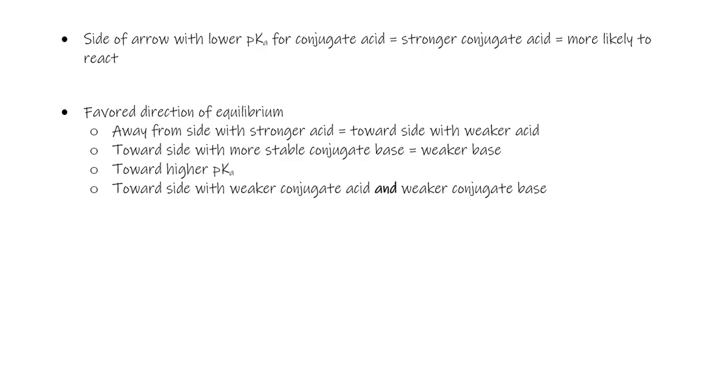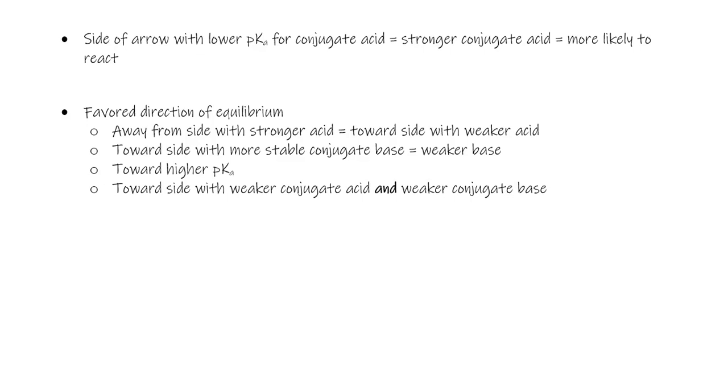The favored direction will also be toward the side with the more stable conjugate base, which is by definition the weaker base. If the equilibrium is favored away from the lower pKa, then it must be favored toward the side with the higher pKa, as there will only be two pKa values to compare in a given equilibrium. Finally, all of these arguments are consistent with the equilibrium favored toward the side with both the weaker conjugate acid and the weaker conjugate base.